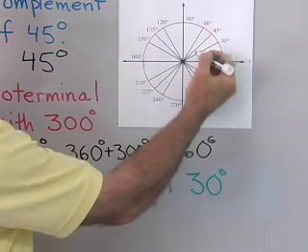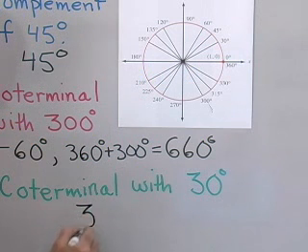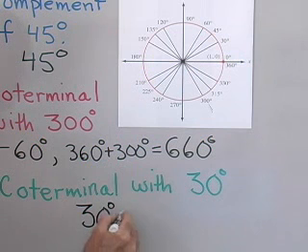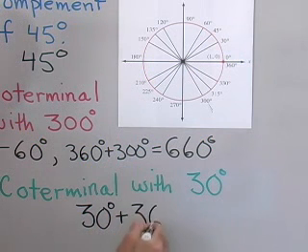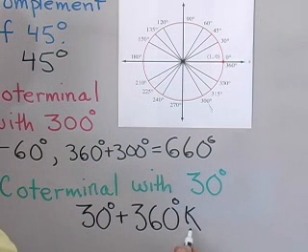Anytime I add or subtract a multiple of 360 degrees to that 30 degrees, I'm going to end up with an angle coterminal with it. So all angles that are coterminal with 30 degrees we can write this way: 30 degrees plus 360 degrees times k, where k is an integer. K is 0, plus or minus 1, plus or minus 2, plus or minus 3.